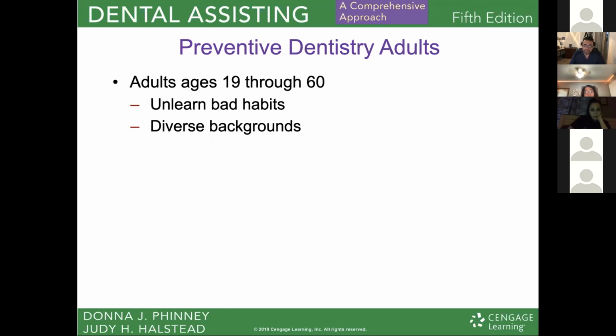So adults ages 19 through 60, this is when they start to unlearn their bad habits. At this age, oral hygiene becomes maintenance, and the dental assistant can aid the patient by identifying and helping correct bad habits. Gingivitis, which is inflammation of the gingival tissues, may develop between the ages of 20 through 60. And the patient may see bleeding in the mouth and tend to not take care of that area because it's bleeding or because it's inflamed. Okay, so this only exacerbates the area. So the dental assistant can educate the patient that it is important to brush and floss around the inflamed area and more in order to remove the plaque and allow the tissues to heal.